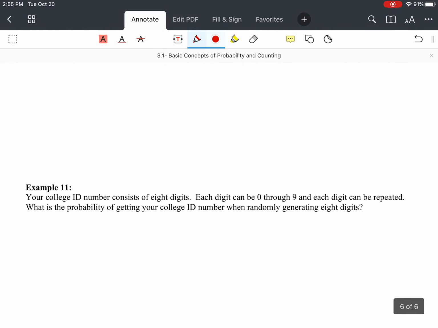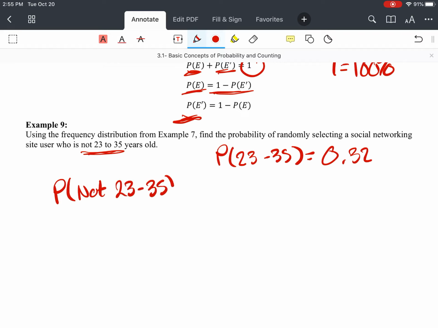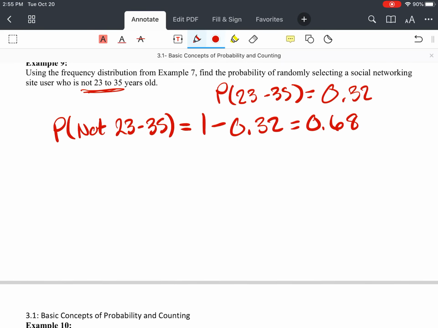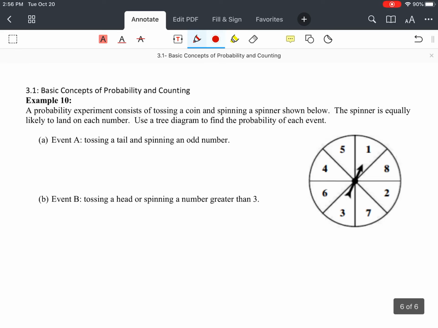Okay, so in order to find the complement of the event, this was 0.32. The probability of not 23 to 35 is, well, the complement is always just 1 minus whatever the event is. So 1 minus 0.32, which we get 68% or 0.68. So that's the probability that site users will not be 23 to 35 years old. Again, we simply subtracted it from the whole.